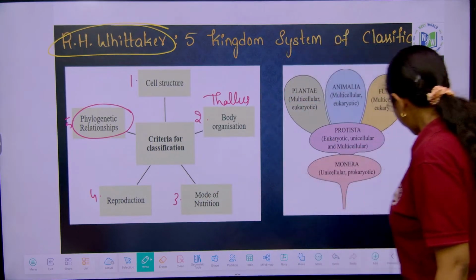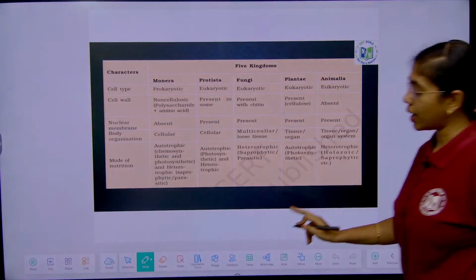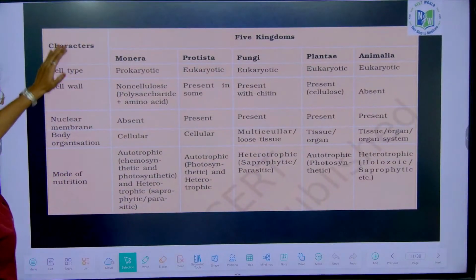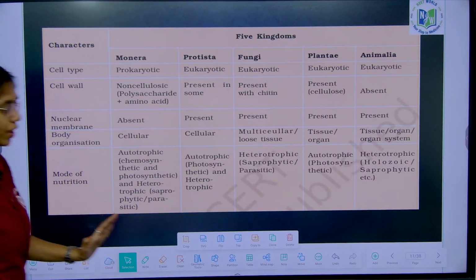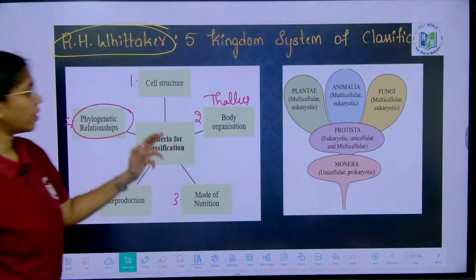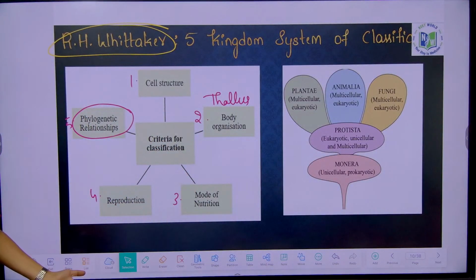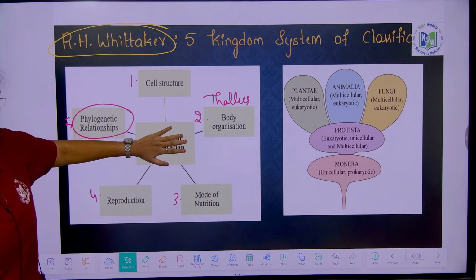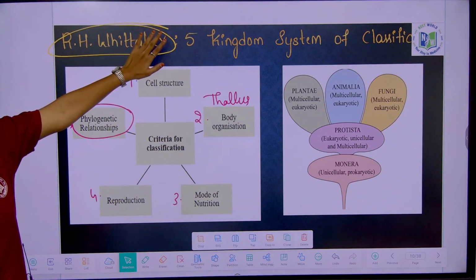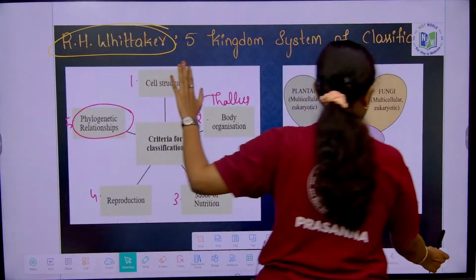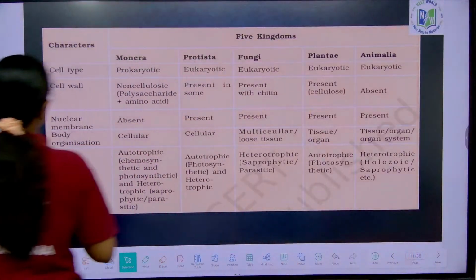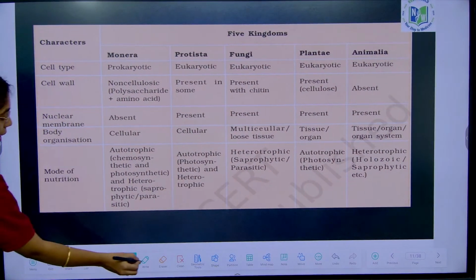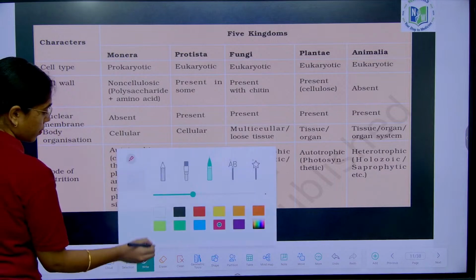And in the table which is given here in your NCERT, many students ask me the doubt, ma'am, the five criteria which are mentioned here are different and the five criteria which are given below the table are different. What do we have to consider? You have to consider these five criteria which are considered for the five-kingdom system of classification. Of which, in this table, cell type, cell wall, nuclear membrane, all these three will come under cell structure only, no? Yes or no?